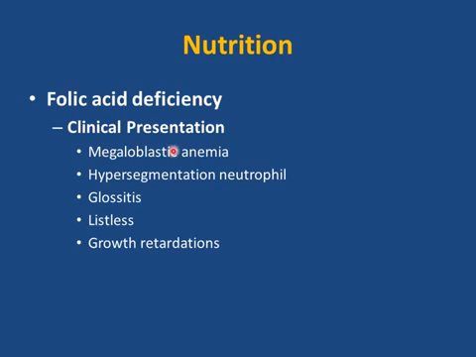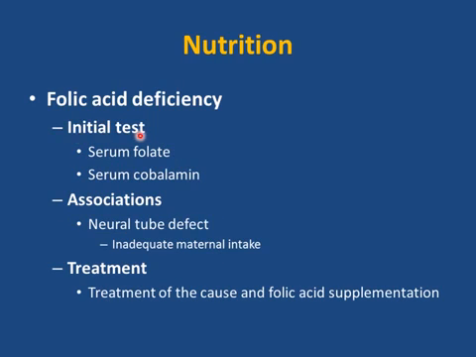Clinical presentation of folic acid deficiency: megaloblastic anemia, similar to that of B12, hypersegmentation of neutrophils, glossitis, inflammation of the tongue, listlessness, growth retardation or failure to thrive. If you are presented with a child with macrocytic anemia, the next test to do is serum folic acid and serum cobalamin to differentiate if it is folic acid deficiency or cobalamin deficiency.